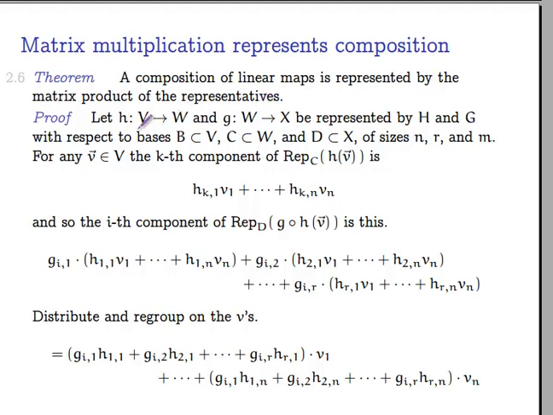Okay, let's consider two linear functions represented by matrices H and G respectively. We specify the bases B and V, C and W, D and X. So remember this picture, here's V, W, X. And this is the map. The first one is H, and the second one is G.